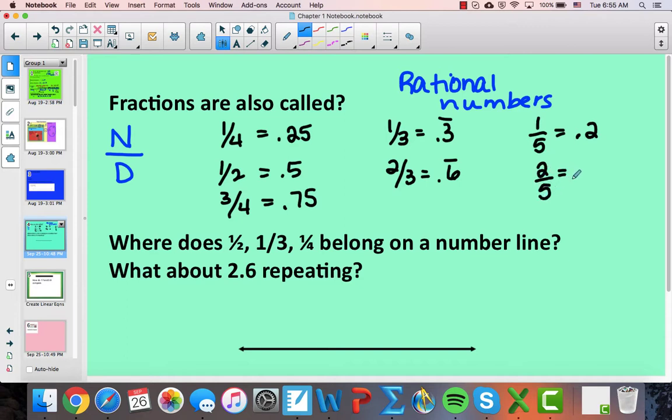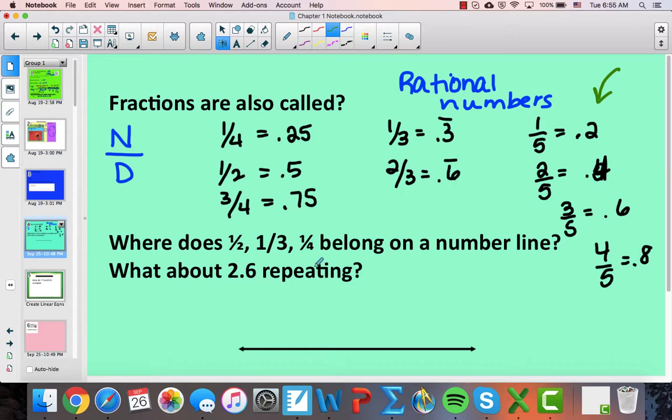Well, hopefully you're saying 2/5 is 0.4. 3/5, 0.6. 4/5, 0.8. I want you to think about what you notice with those numbers, and we're going to talk about that tomorrow.